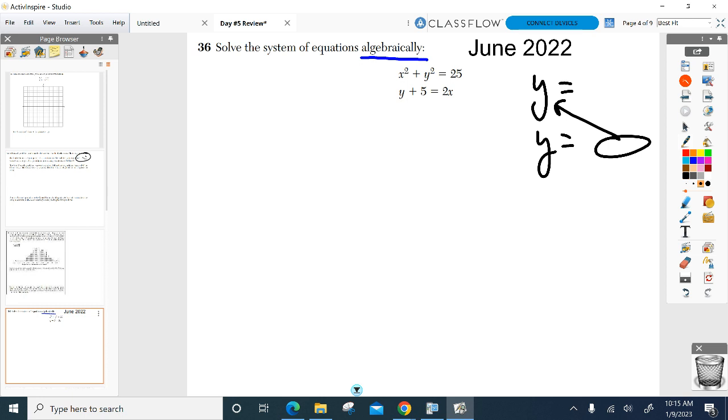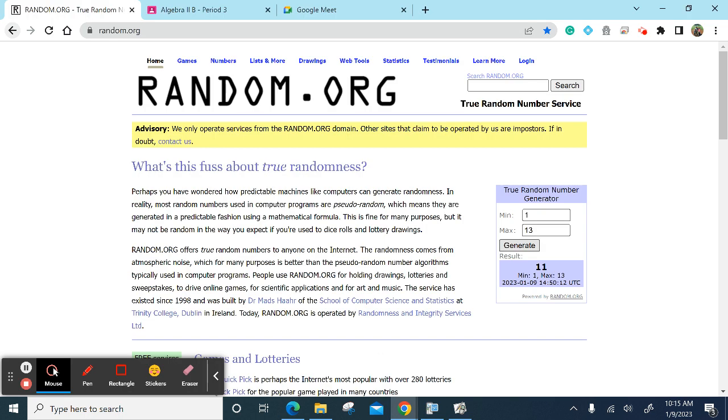Can you make one of them pretty easily into y equals is my question now. Can you get one of these equations into y equals so I can substitute in? Which out of these two is it pretty easy to substitute in for or solve for y? Come on, let's get there.